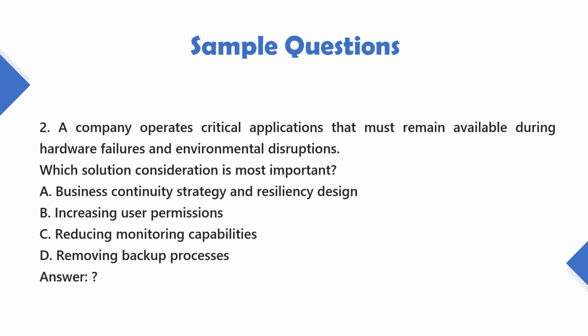2. A company operates critical applications that must remain available during hardware failures and environmental disruptions. Which solution consideration is most important? A. Business continuity strategy and resiliency design. B. Increasing user permissions. C. Reducing monitoring capabilities. D. Removing backup processes.